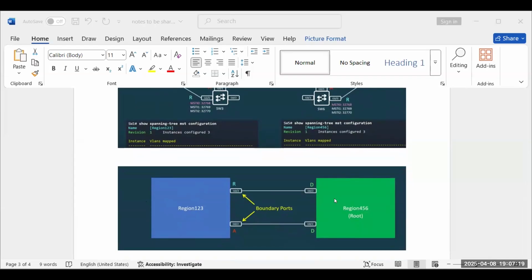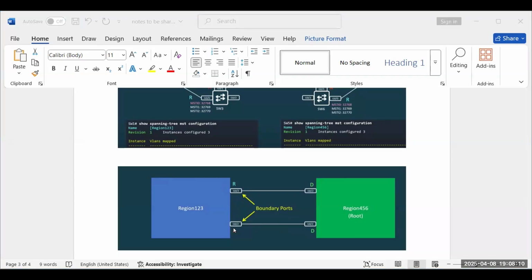So what does boundary port mean? A boundary port is the exit port of the region on the non-root bridge. In this logical diagram, if this is the root bridge and this is the non-root bridge, then from the non-root bridge this is the exit point to reach the root bridge. These ports are known as boundary ports.